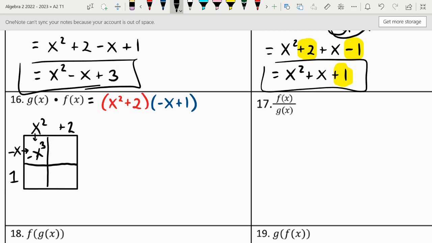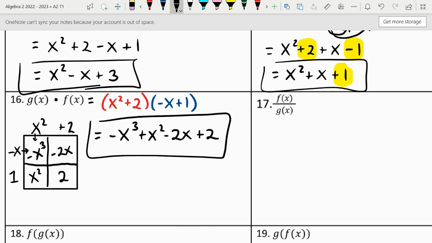We would take negative x times 2 to get negative 2x. X squared times 1 would be x squared, and 1 times 2 would just be 2. Since none of these are like terms, I'm literally just going to add them all up. So it's going to be negative x cubed plus x squared minus 2x plus 2. And since all of these are not like terms, it's fully simplified. I am now done. So just a little bit of box, and we're totally good.